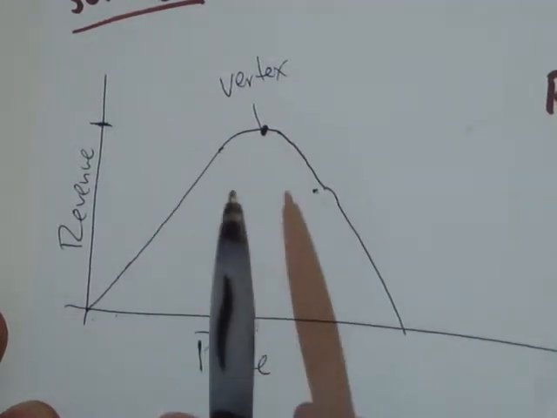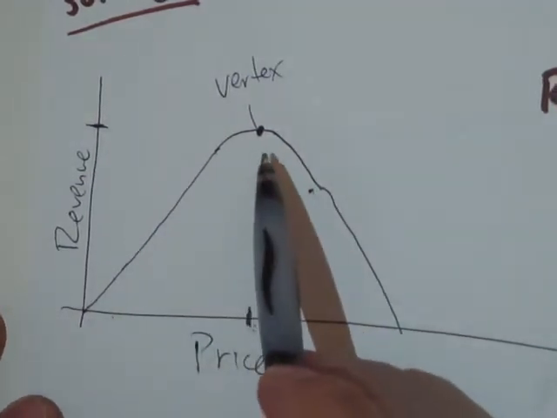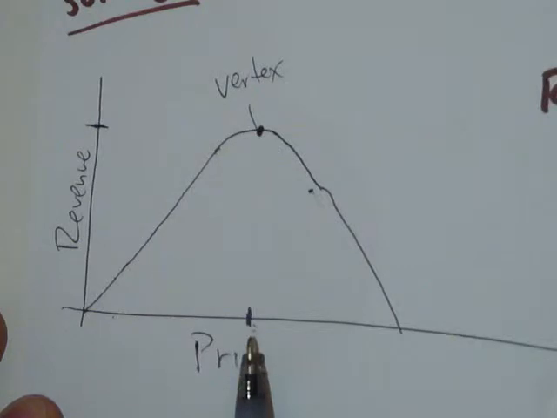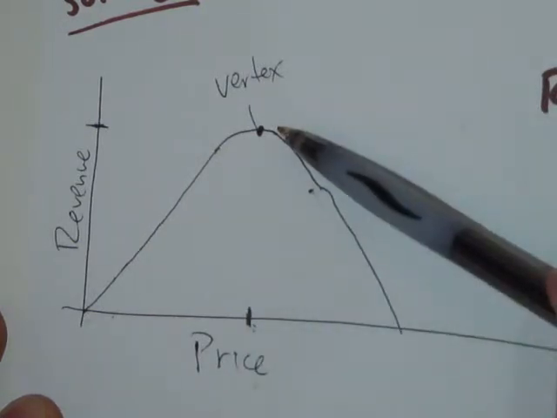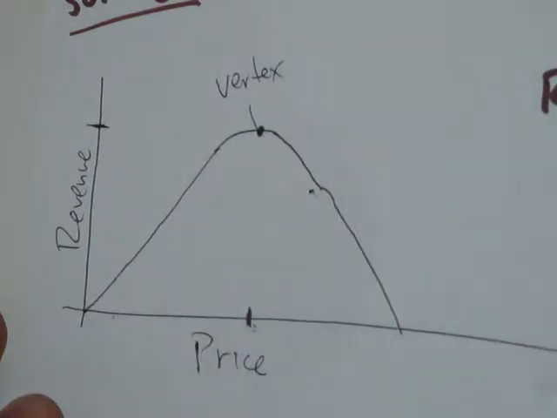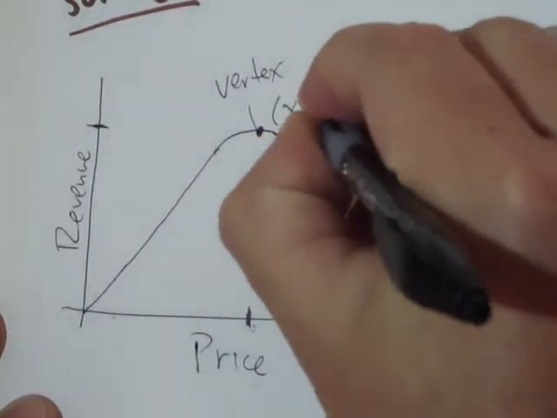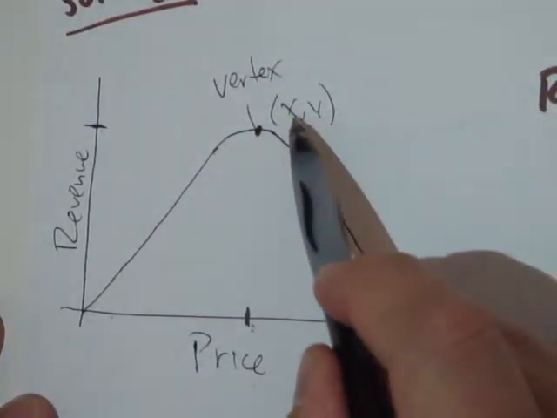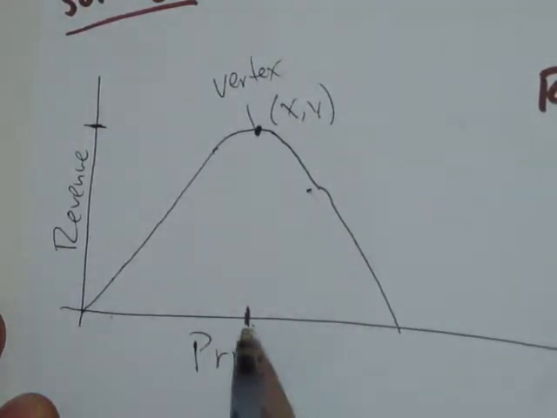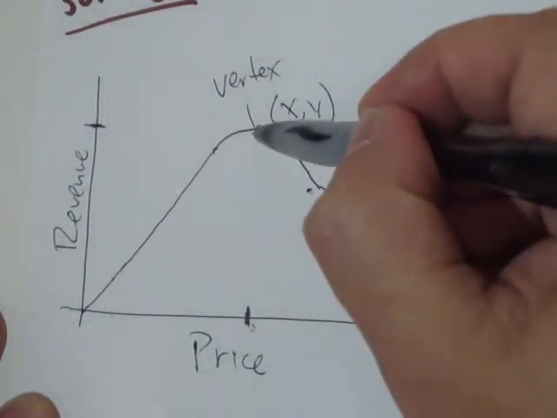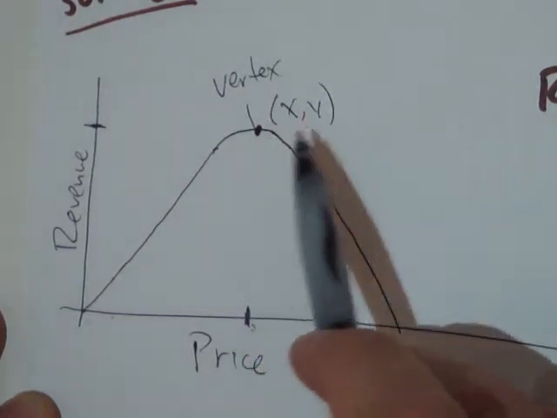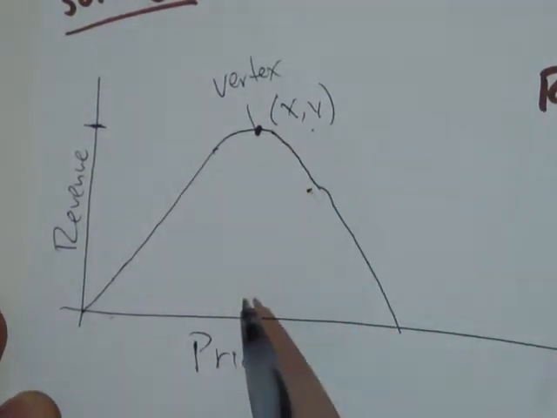If we knew the coordinates of this vertex, we could figure out the magical price that they have to charge, and how much money they would make if they charge that. So if we knew the vertex, we would get an XY value. The X value would be how far over we go, so that would be the price we have to charge for the lawnmower. And the Y value, how far up we go, would be our revenue, how much money the company is going to make for selling it at this price.